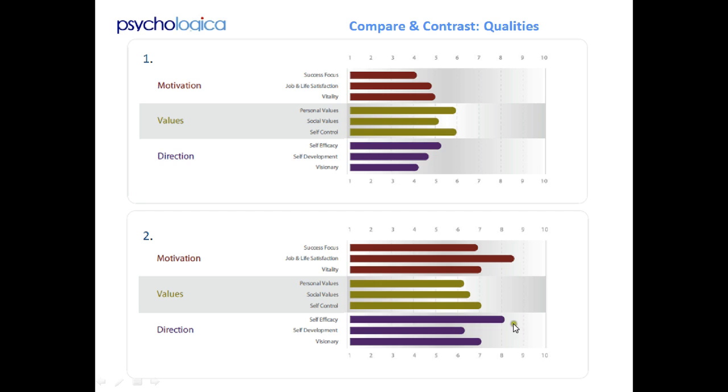Example 2 is in a similar role within the same organisation, but her profile is quite different. Her personal values are at a similar level, again slightly above the average for the comparison group. However, her general motivation and sense of direction are much higher. She is clearly driven to achieve and succeed, and shows a strong sense of self-efficacy or personal confidence. She is likely to appear more dynamic and ambitious than example 1.